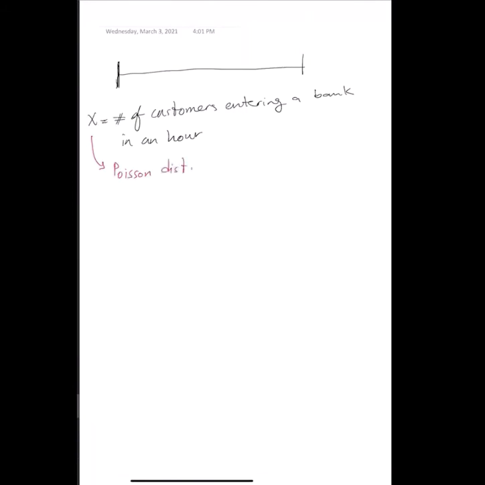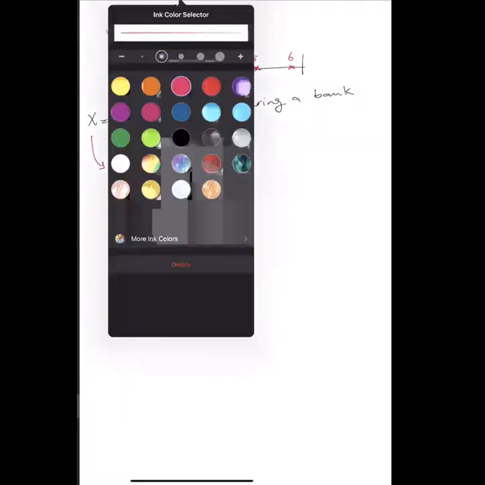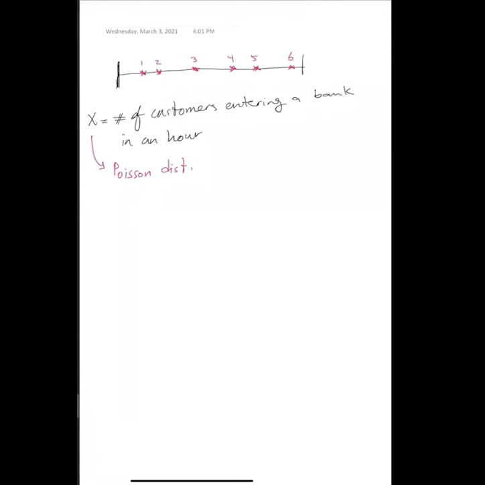Let's assume that the first customer arrived here, the second customer came here, the third customer came here, the fourth one came here. It's a random thing, right? So this is the first customer, second, third, fourth, fifth, and let's assume this is the sixth customer. That's one example of what happens in 1 hour in a bank, and the time between arrivals is what has the exponential distribution. The exponential random variable is looking at these times, the time between arrivals.